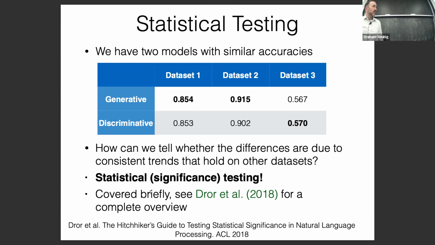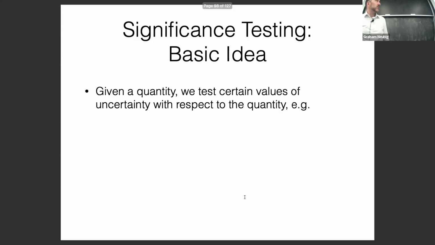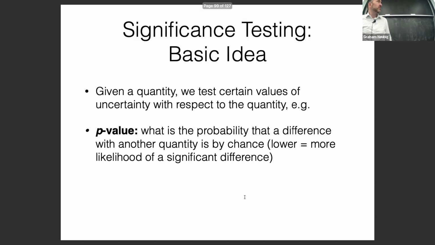So I'm going to cover this briefly in this class, but you can see Dror et al. for an overview, and also we're going to have a recitation on how to actually run statistical significance tests. So you can take a look at that there. And so the basic idea is, given a quantity, we test certain values of uncertainty with respect to the quantity.